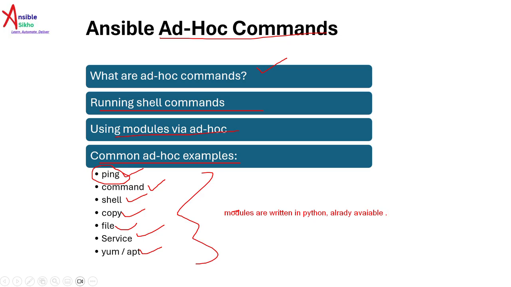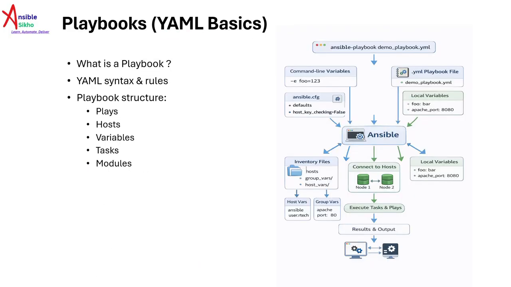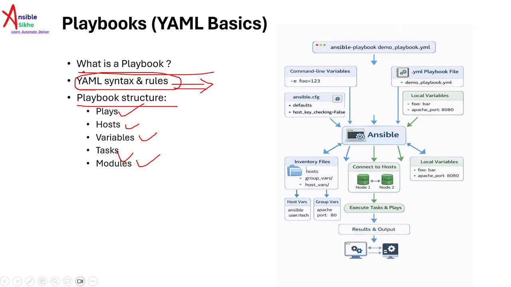Let's see. Here we will see the playbook. Playbooks are the core of Ansible automation. So we will understand how the playbook structure looks like: plays, hosts, variables, tasks, modules. It uses YAML syntax rules to make it clearly readable and understandable. Without YAML, a playbook cannot be written, so you will have to understand YAML first. It is very simple, very easy to learn and understand.